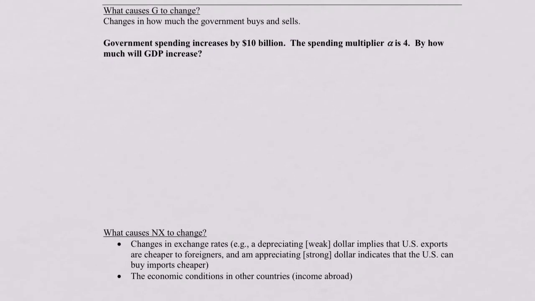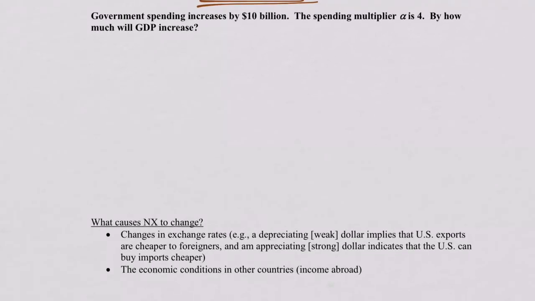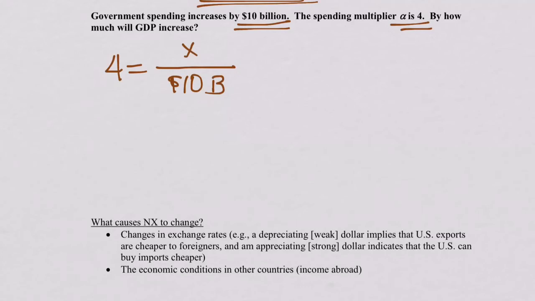What causes government spending to change that also has a multiplier? Simply changes in how much the government buys as well as sells. So let's say government spending increases by $10 billion. The spending multiplier is 4. So we'll take our 4, that's our multiplier, equals, we want to find out by how much, this is our unknown up here, GDP will change, and we'll put our $10 billion in the denominator, and we'll solve for x, and that's going to be $40 billion.